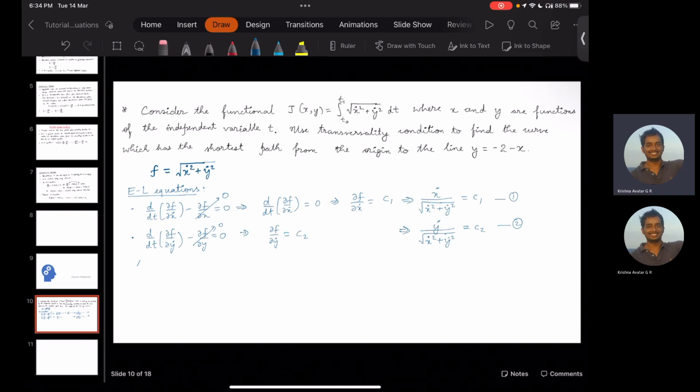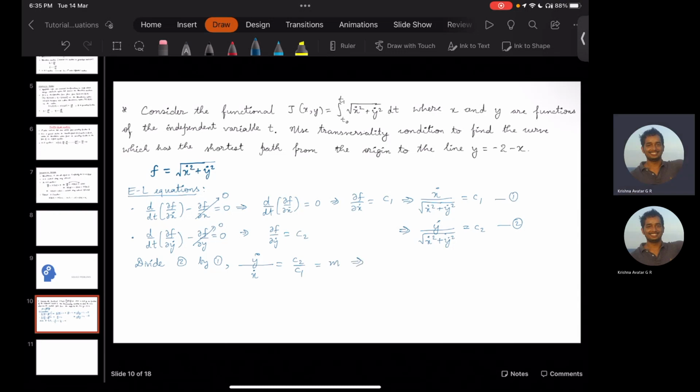So divide 1, divide 2 by 1, and then this leads us to y dot divided by x dot. The denominators in both cancel out, so we'll have y dot by x dot is equal to c2 by c1, and the ratio I just call it m.